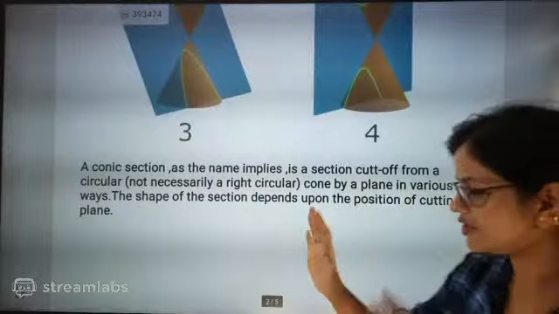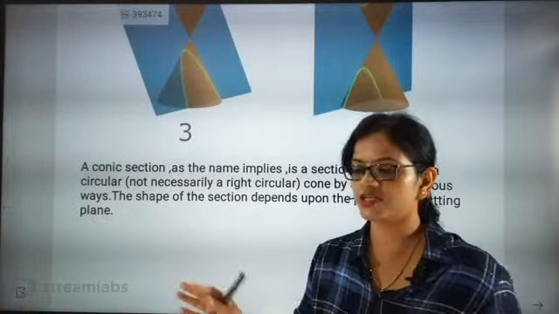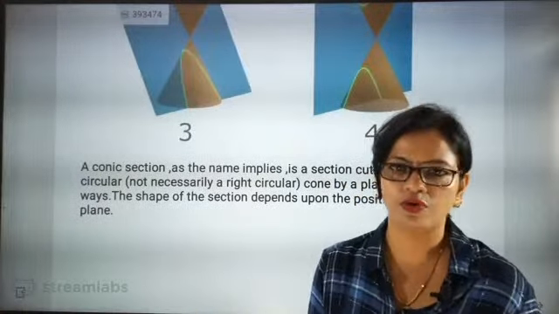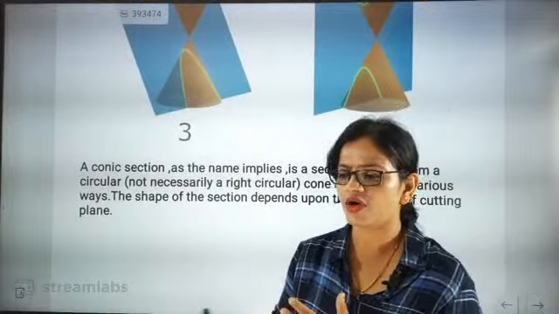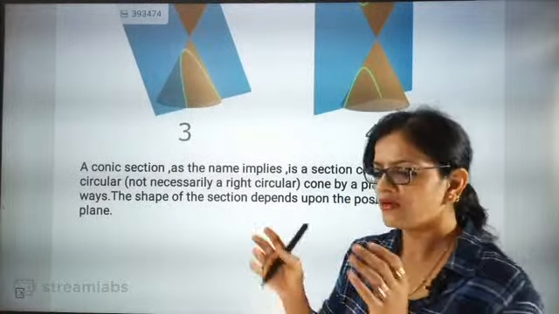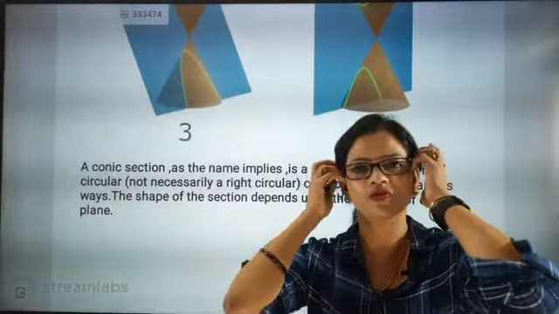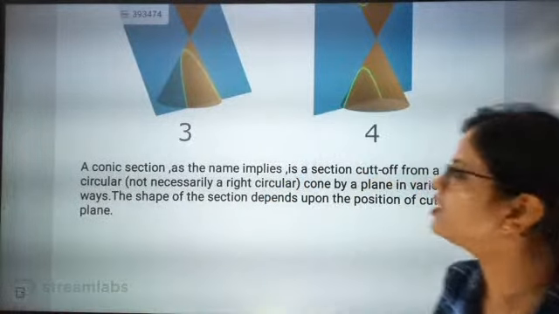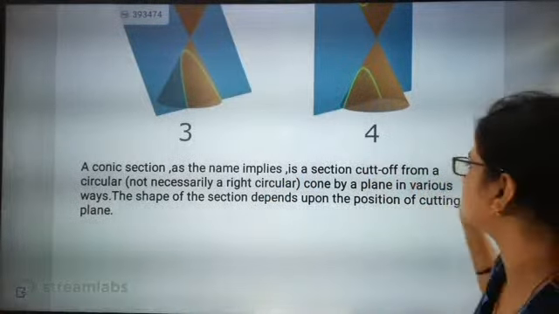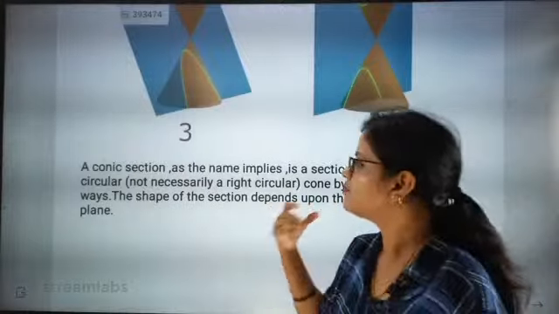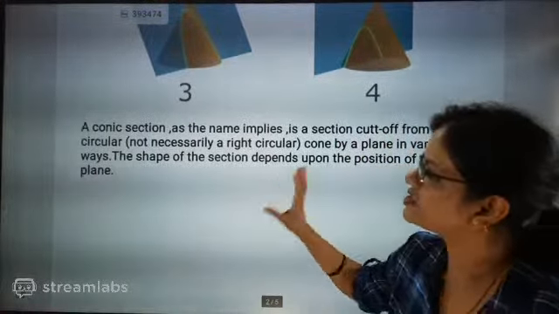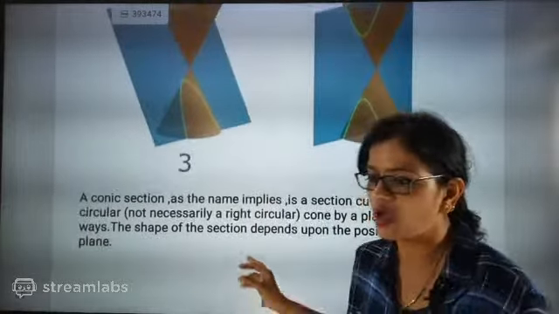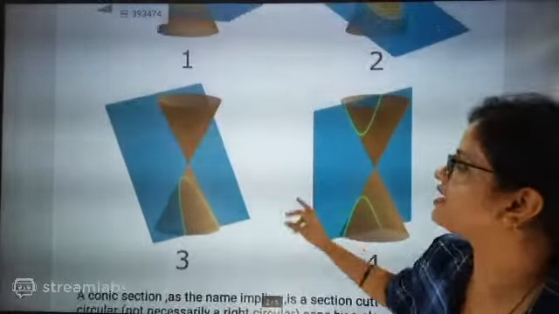First we just understood one thing, that conic section is nothing but cut part of a cone. We are going to take 2 cones. It is not necessary that we get a circular cone only. We are just taking the cut part of a cone. So conic section, as the name implies, is the section cut off from a cone by a plane in various ways. We have seen in which different ways it is cut.